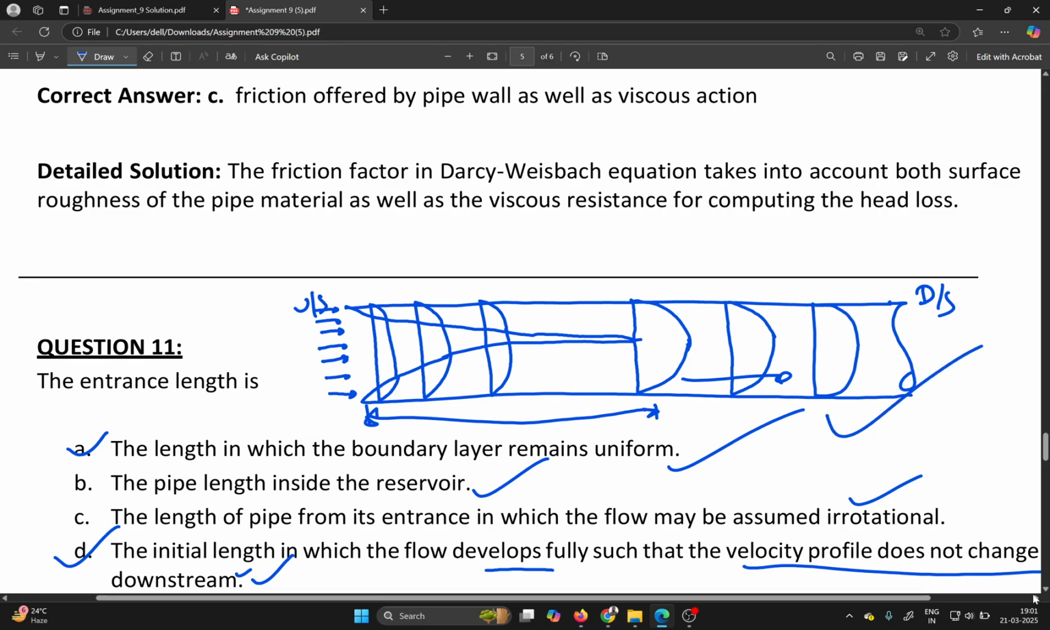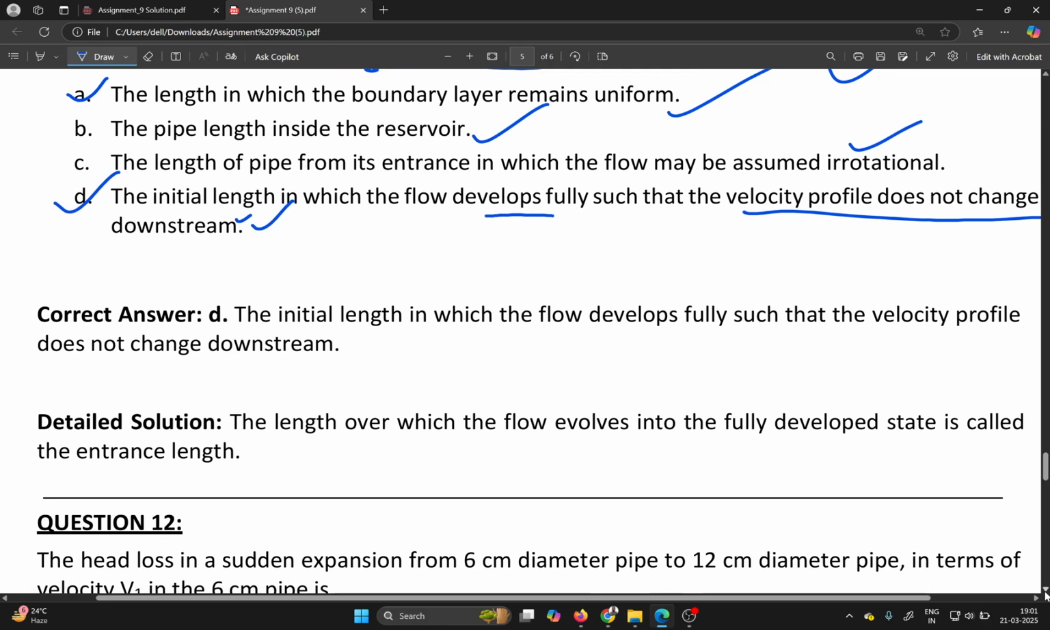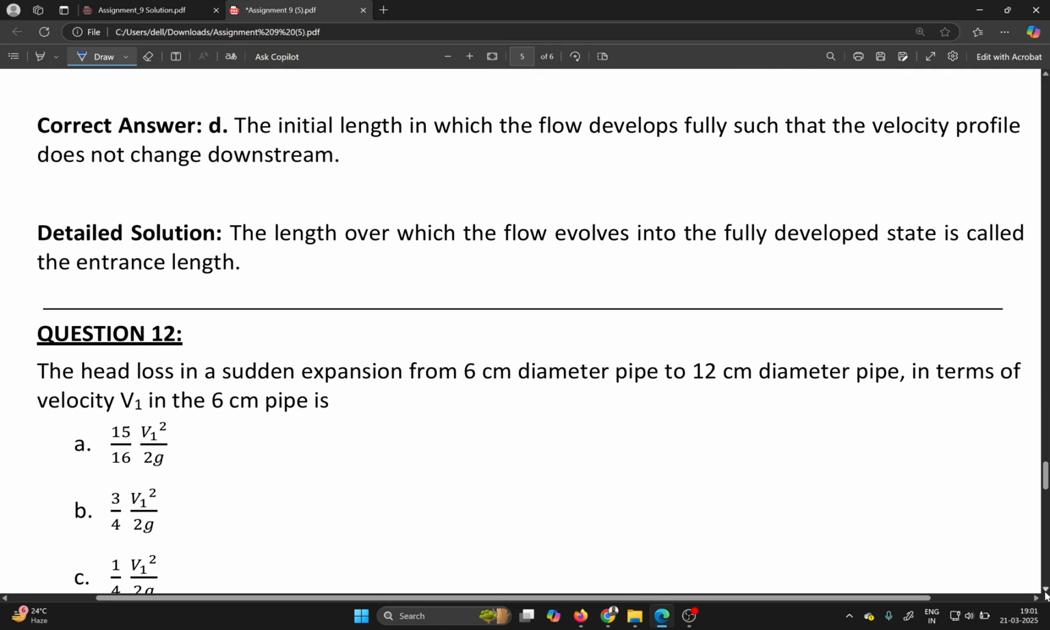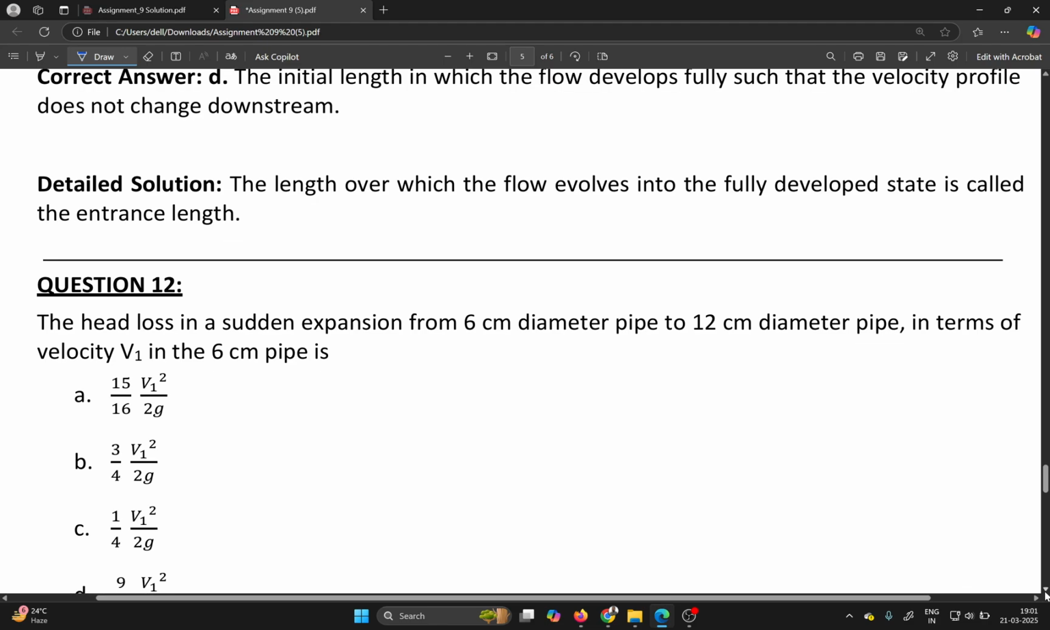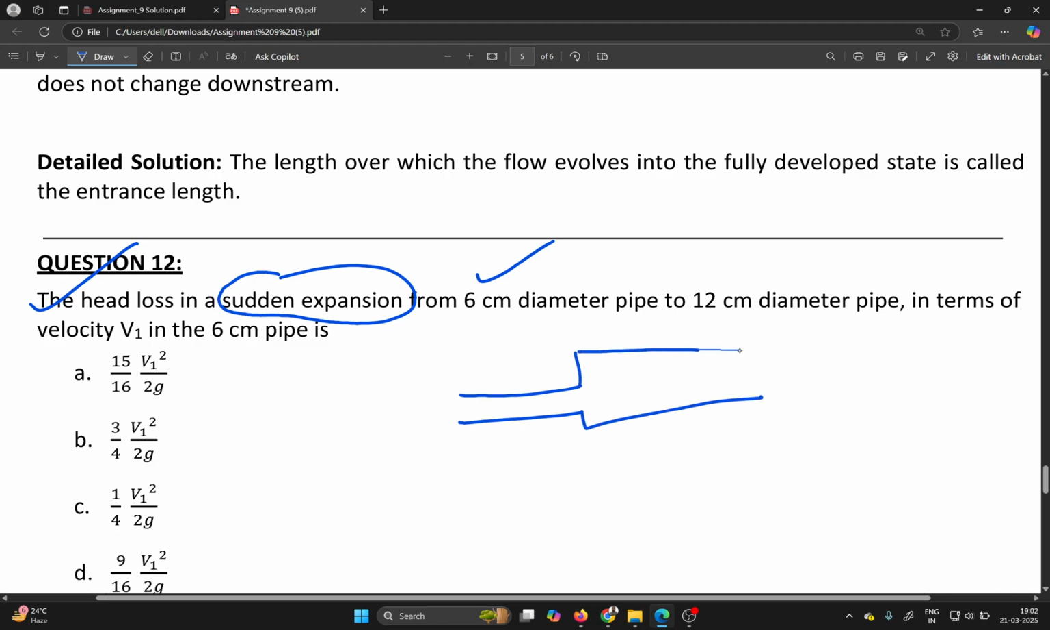Now we'll move on to the next question, question number 12. Okay, important question. The head loss in sudden expansion, remember, please. The head loss in sudden expansion from a 6 centimeter diameter pipe to 12. This is the 6 and now 12, like that.